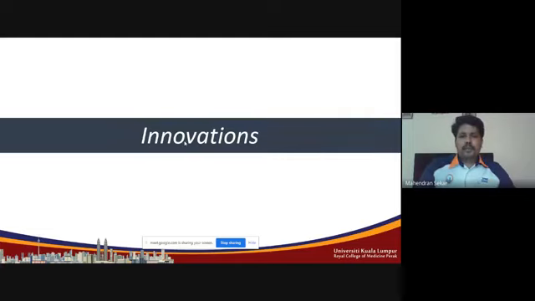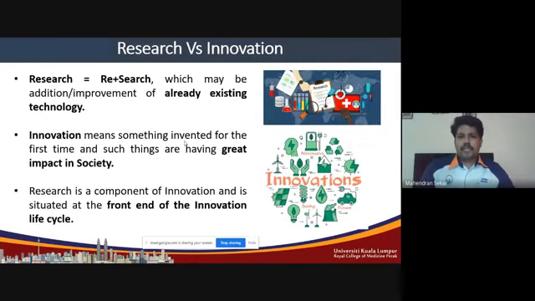Here we are going to discuss research and innovation. We must know the difference between research and innovation. Research means continuing the study which has been done by earlier researchers, so it is already existing technology. Innovation means new techniques which we follow, and it is something like a prototype. New ideas can be converted into a prototype, and that is supposed to be in a commercialized form.